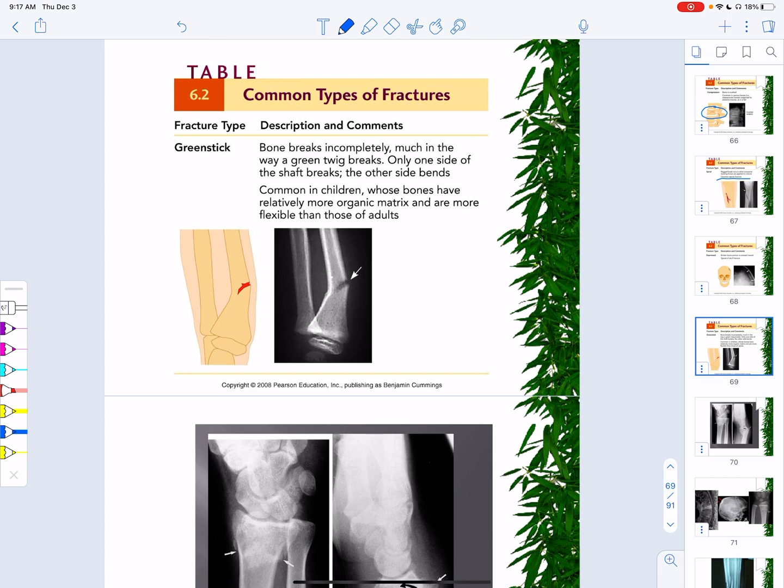All right, so here we can see on the screen the picture of the green stick fracture. They call it a green stick because if you try to break a new branch off a tree, it usually won't come. It'll snap, but it won't release. It's really hard to pull a branch off a tree. So that's where they get the green stick. It didn't go all the way through.